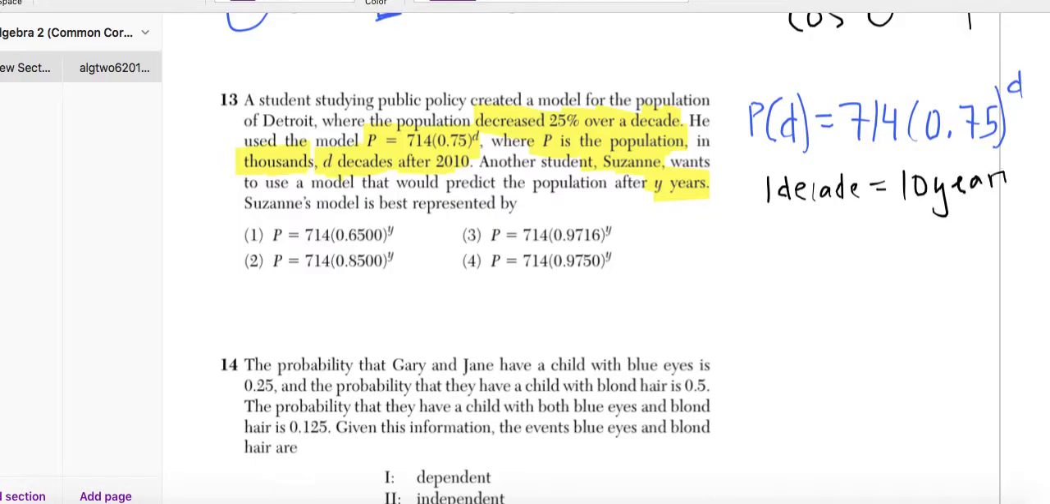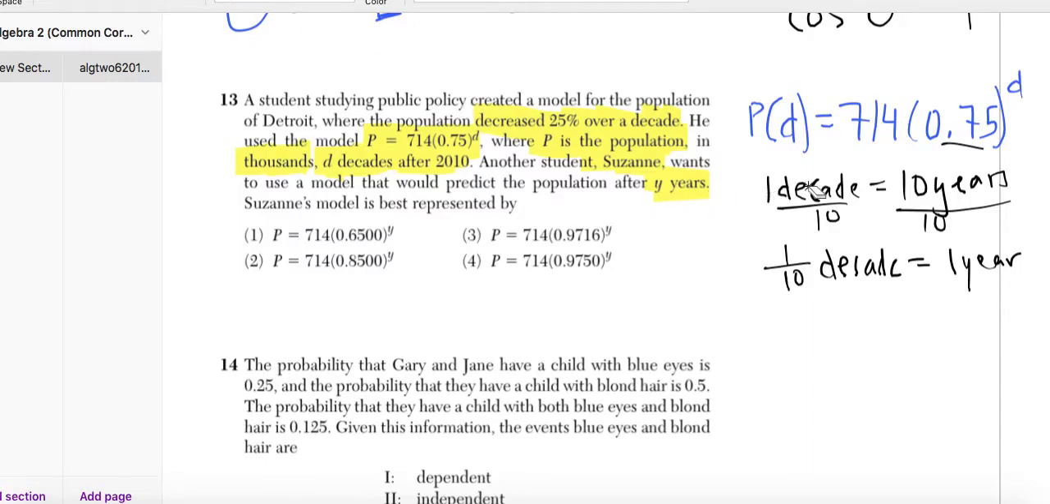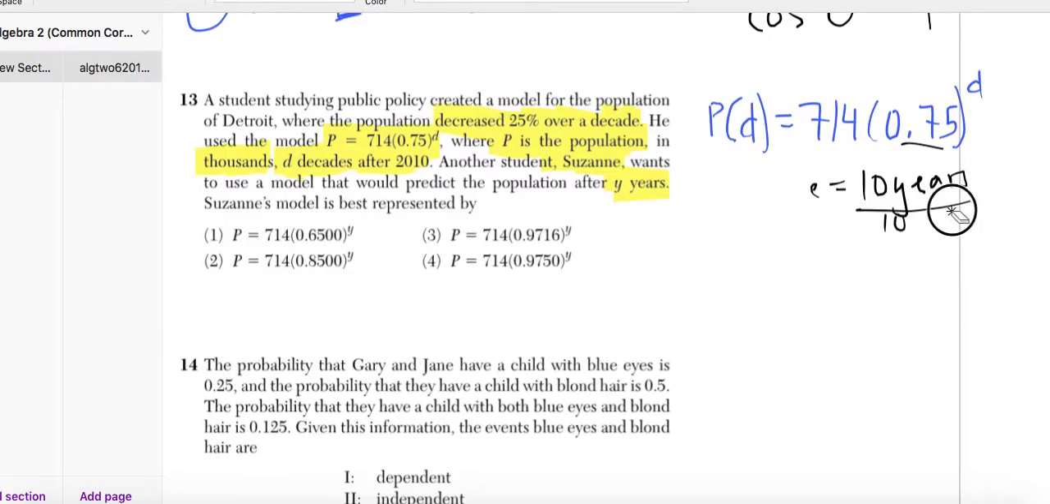What power would I need to raise this to in order to make it in terms of the yearly decay factor, right? If I want it for 1 year, I divide by 10. 1/10 of a decade is a year. That makes sense because 10 years is a decade. So since I want to scale down, I'm going to raise to the 1/10 power to find out what I multiply by in a year.